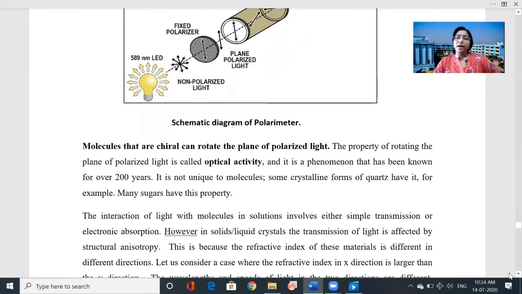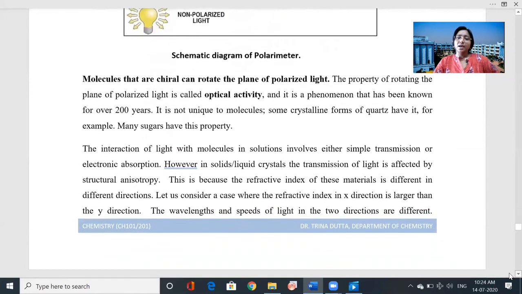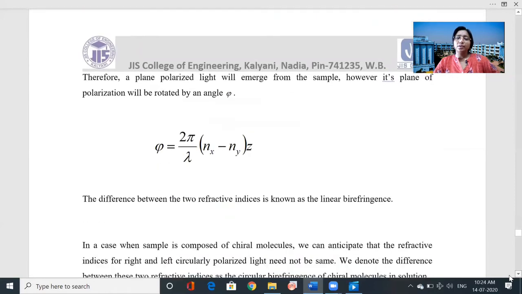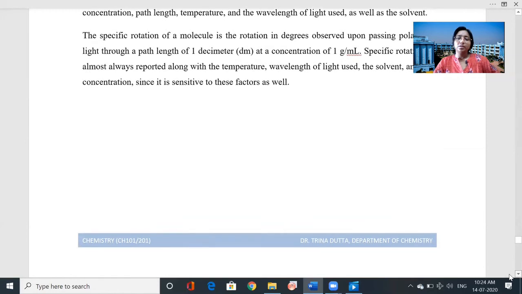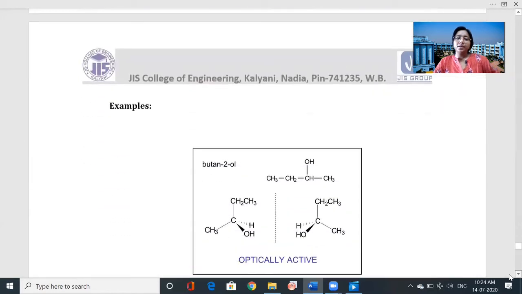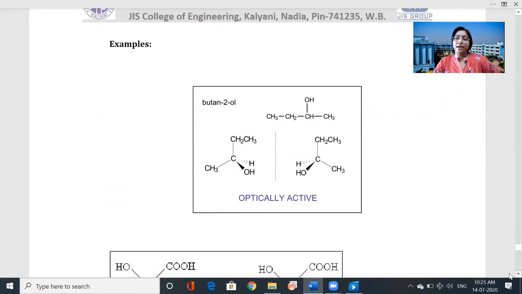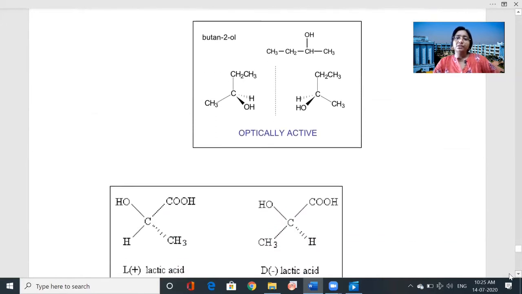Okay, so you understood what chirality is and what optical activity is. So now let's take an example. The first example here is optically active. Why? First look here, this is also chiral, that means it has a chiral center. It has a chiral carbon, the carbon having different groups. So this is optically active. This one is butanol.